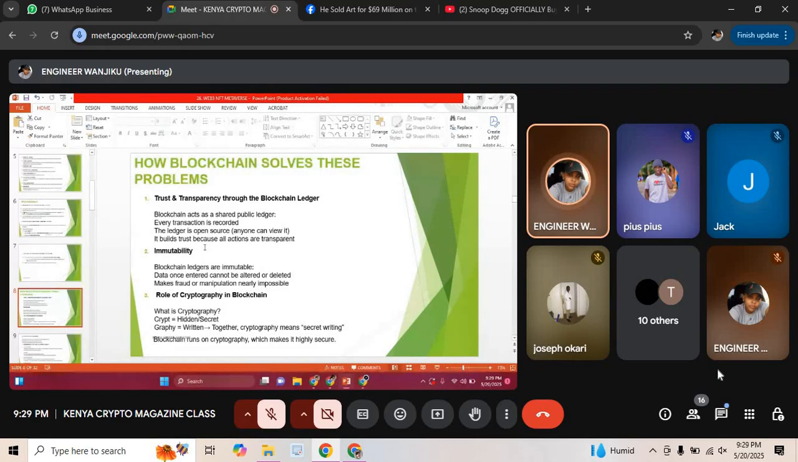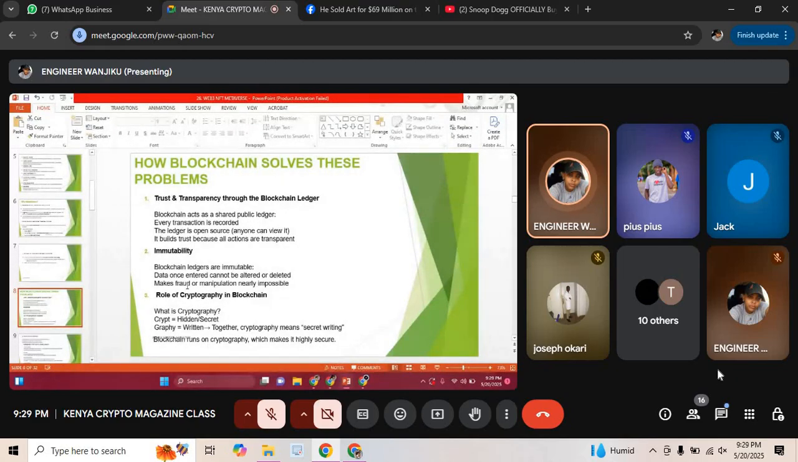And that brings us to point number 2, immutability. Blockchain ledgers are immutable. By immutable, we mean once you've entered data, you cannot alter that data, you cannot undo that data, nor can you delete that data. So how does this help us? It helps us reduce fraud. Number 1, it can also help us build trust and transparency, as in point number 1. But on top of that, it helps us reduce fraud, as manipulation is nearly impossible.